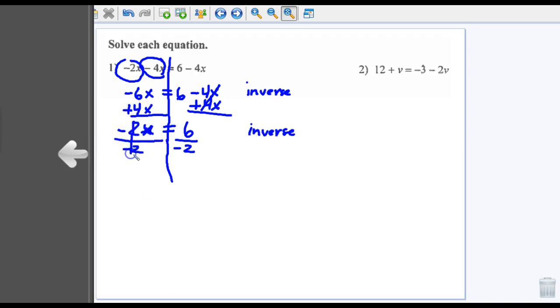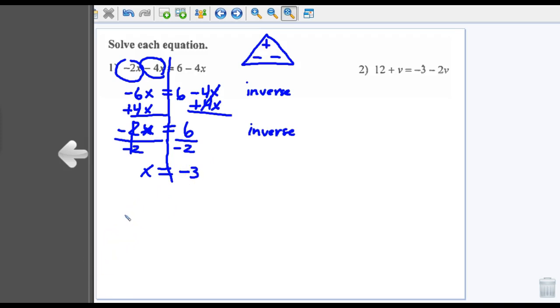So -2 divided by -2 gives me a 1. 1 is shy, so I'm just going to bring down my x. I have a positive divided by a negative. So remember your triangle. I have a positive divided by a negative. Leaves me a negative answer, right? Put those back up there. So my answer is going to be -3. Wasn't that hard, right?